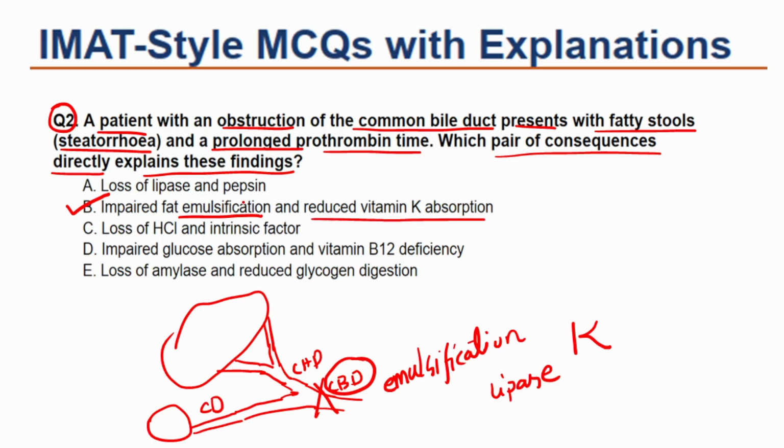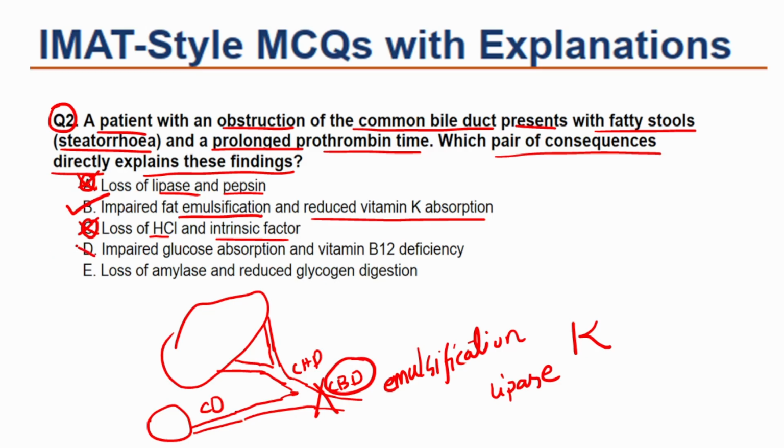Evaluating the incorrect options protects our reasoning on multi-system questions. Option A is incorrect because pancreatic lipase and gastric pepsin are synthesized independently by pancreatic acinar cells and gastric chief cells, meaning a biliary plumbing obstruction leaves their production untouched. Option C is incorrect because hydrochloric acid and intrinsic factor are products of gastric parietal cells, which operate far upstream from the common bile duct.